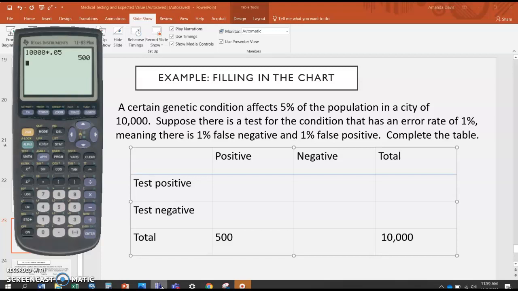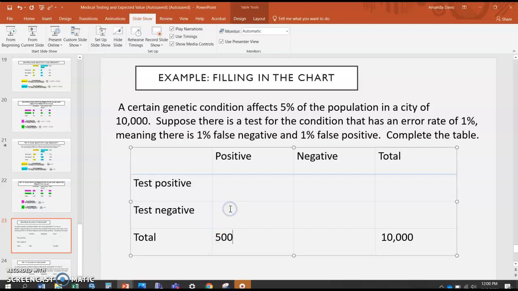Now we know that we have a 1% error rate. So if there is 1% false negative, that means that they tested negative, but they're actually positive. So out of all the people that are positive, 1% of those test negative. So I take the 500 that I got before and multiply by 0.01. And that gives me 5. So I have 5 here that are false negatives.